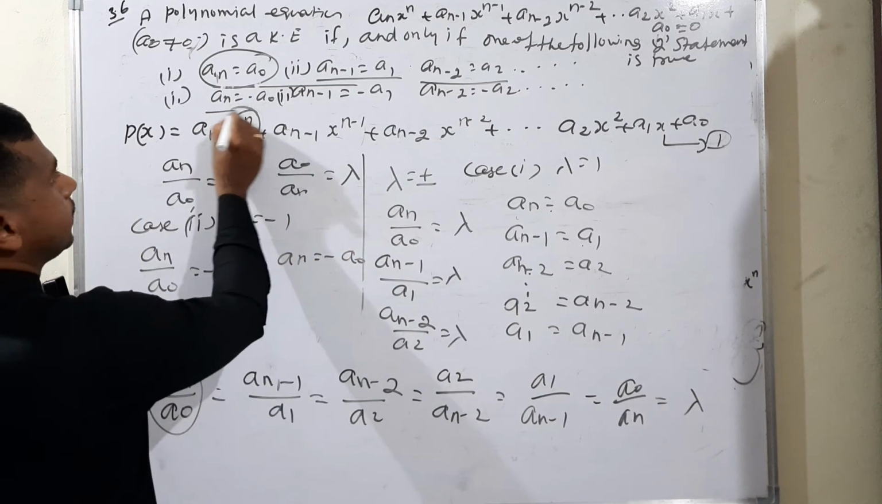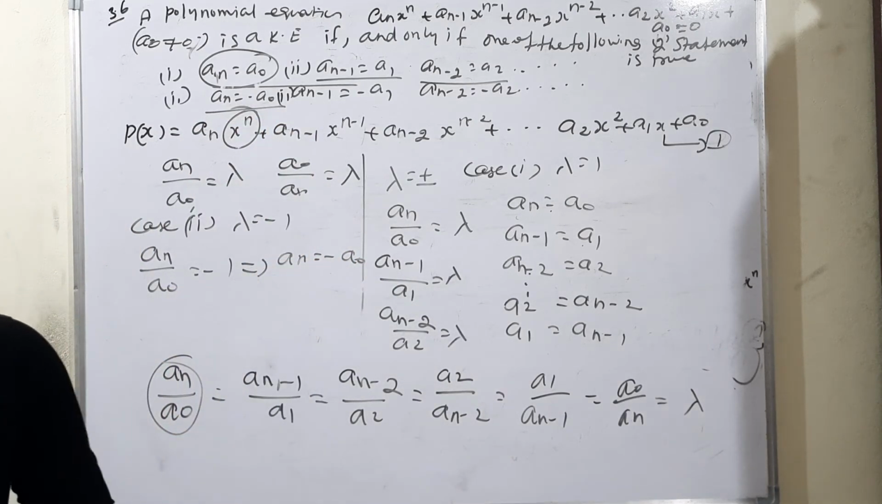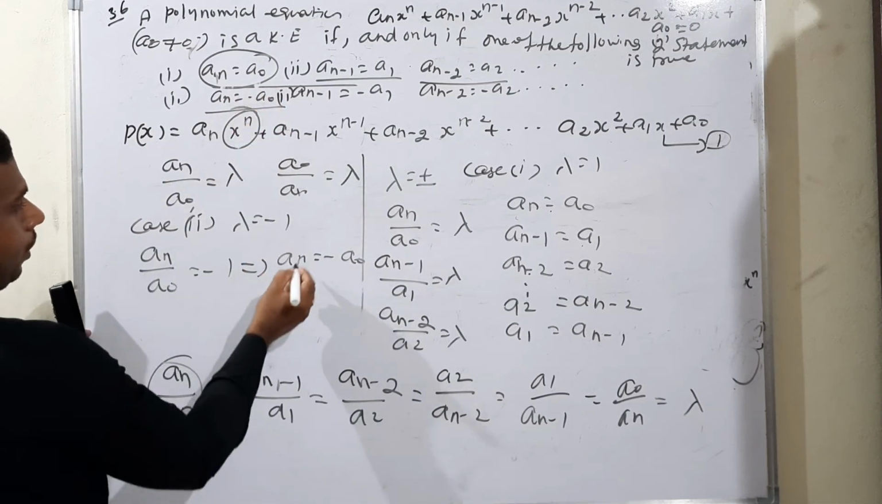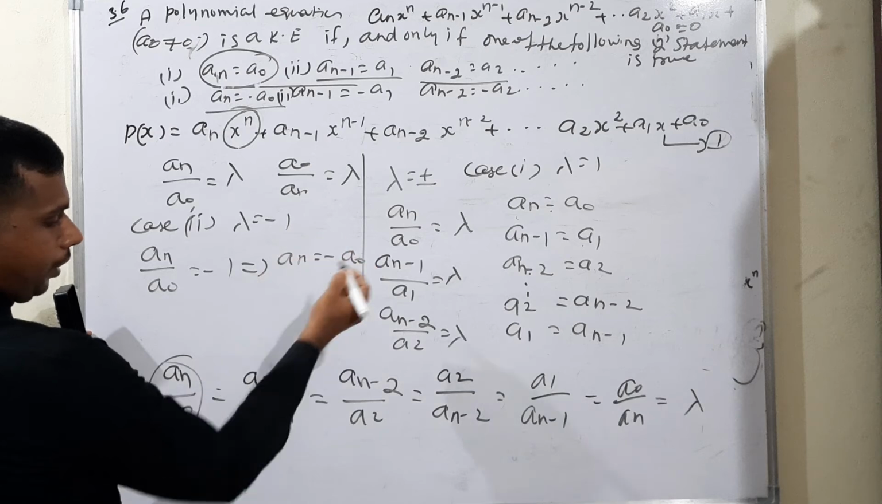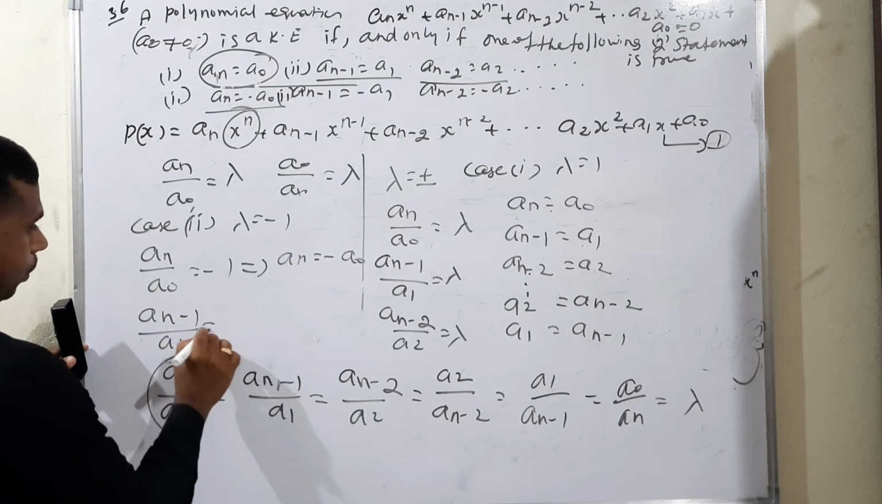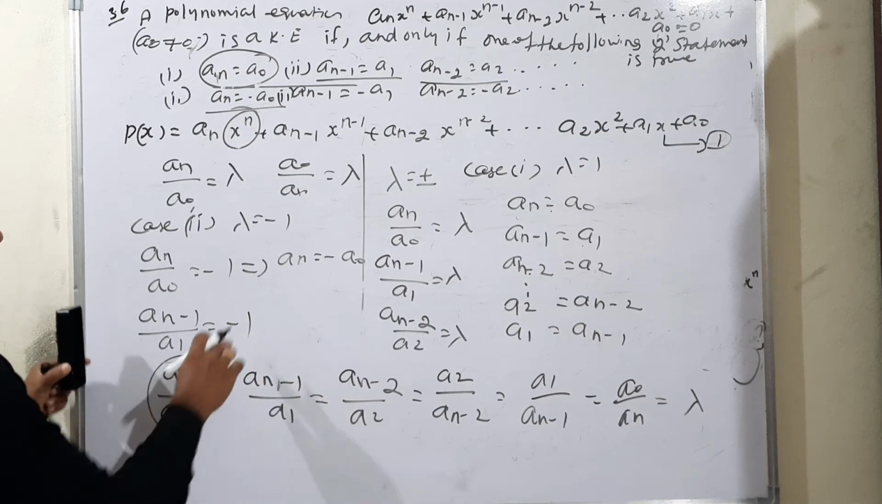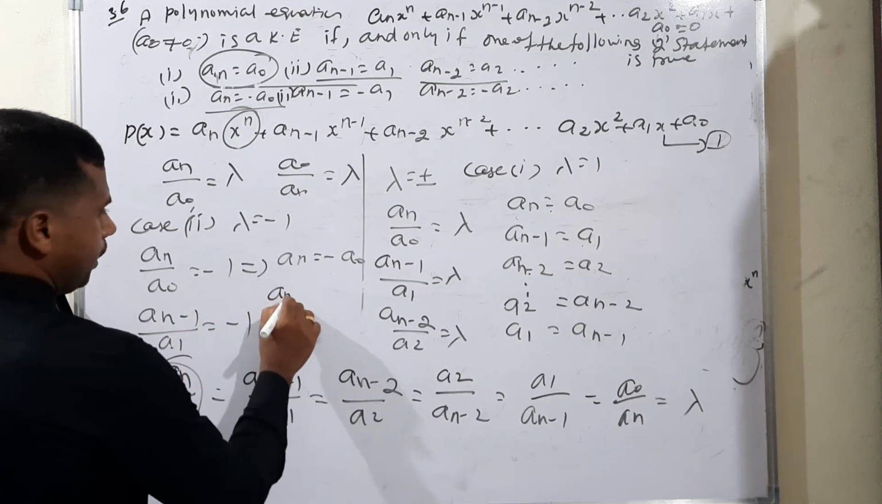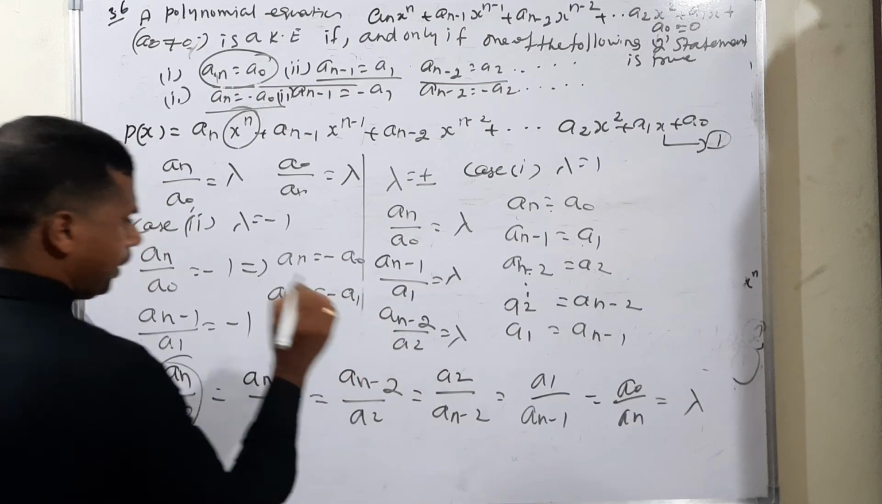Look at the seconds in your book, clearly they are given on page number 121. So statement number 2, a_n is equal to negative a_0. I proved a_n is equal to negative a_0. As well as the second statement, a_(n-1) divided by a_1 is equal to negative 1, which means a_(n-1) is equal to negative a_1 will come.